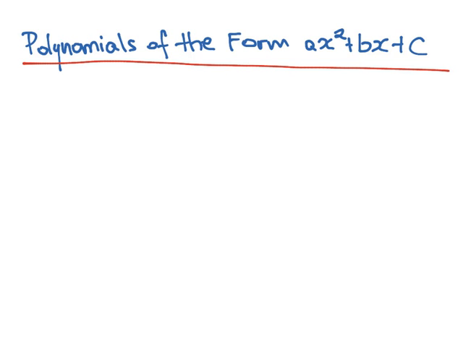In this lesson we'll be talking about polynomials of the form ax squared plus bx plus c. Let's first talk about how to recognize the form. In a previous lesson you're given questions that look like this, where the leading coefficient is invisible, that means it's 1, and then b is 4, and then c is 3.